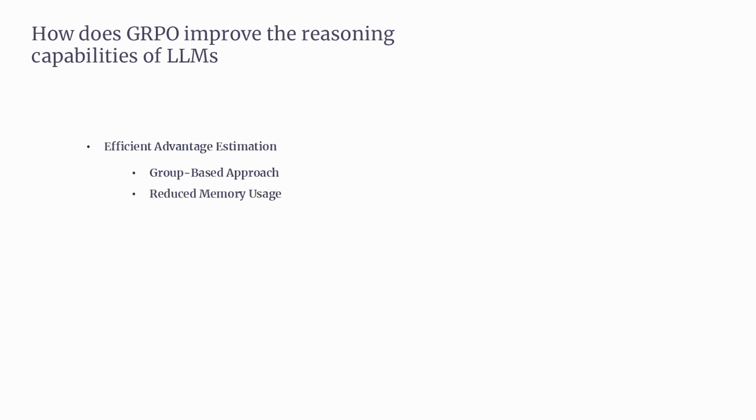2. Reduced memory usage. GRPO also eliminates the need for a separate value function, which is typically another large neural network. This means GRPO can reduce memory requirements, making it much more suitable for resource-constrained hardware like GPUs with limited memory. The second, improved performance on complex tasks.